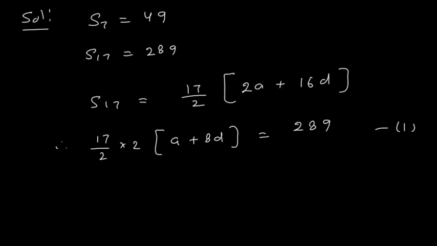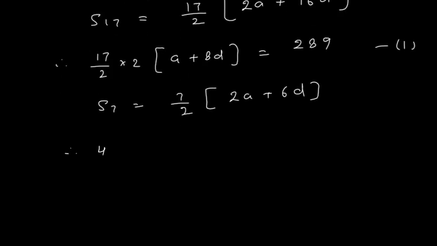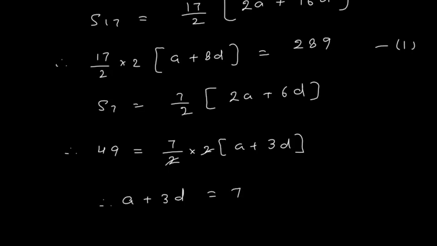Then I have S7 as 49. S7 is 7 divided by 2, 2a plus 6d. So therefore 49 is equal to 7 divided by 2. I will take 2 common. Here it is a plus 3d. Now this 2 will cancel. 7 7s are 49. So I have a plus 3d is equal to 7. This is our equation 2.